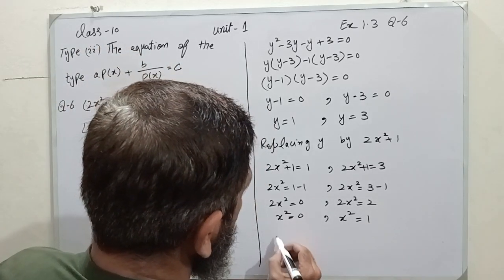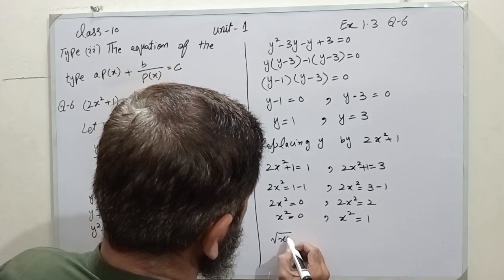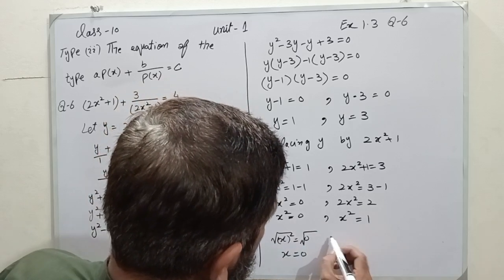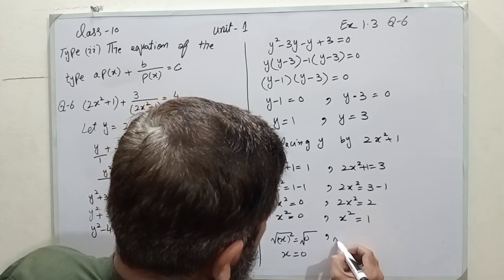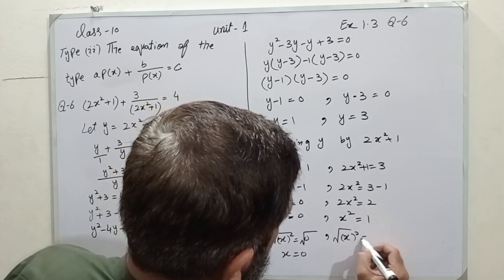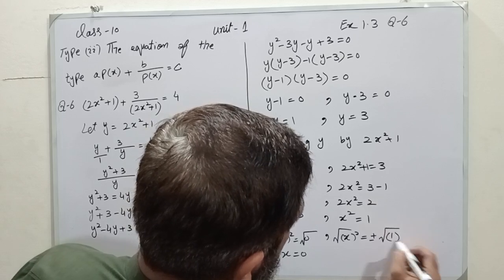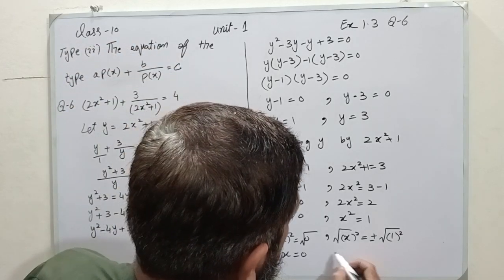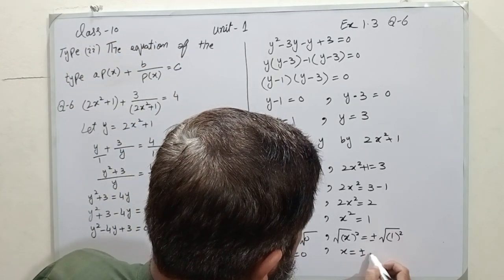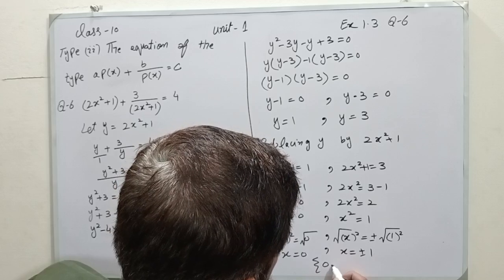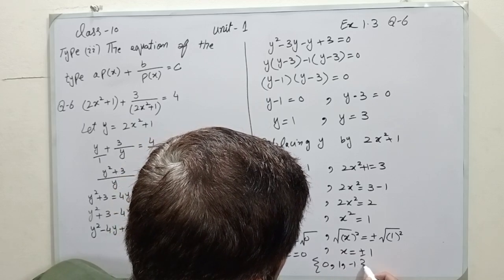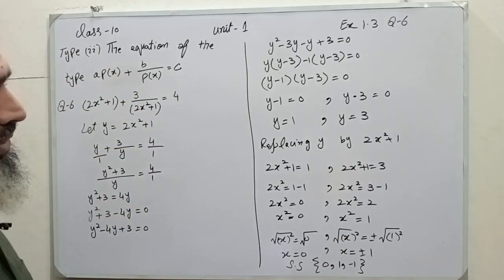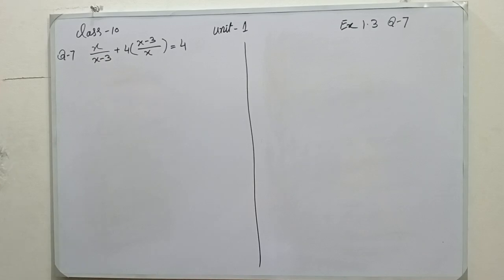So we'll take the square root. Here also taking the square root, x is equal to under root 0. It means x is equal to 0. And here we will take the square root, so plus minus under root 1 square. So this will become x is equal to plus minus 1. So the solution set is 0, 1, minus 1 of this equation. Now we'll move towards question number 7.